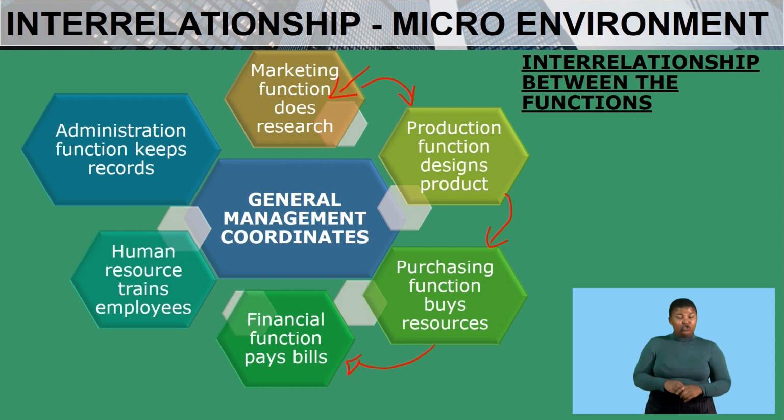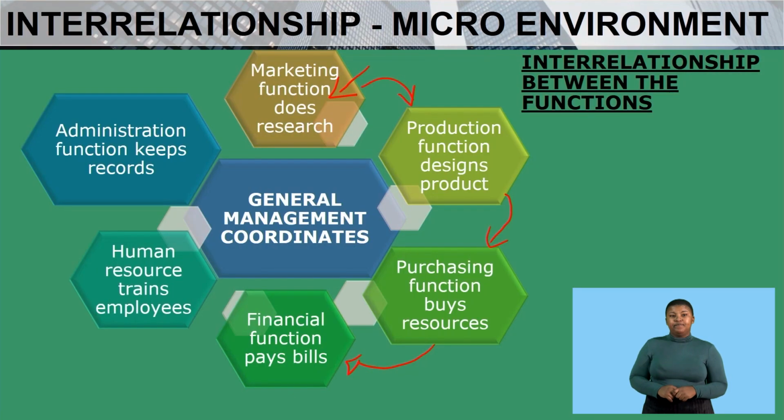I think you can see the pattern here. Everybody is coexisting. Then the financial function will pay the bills. Then, of course, we need employees to produce the products. So the production function will ask the human resource function to train the employees to produce this specific product, or maybe on how to use the machinery that is needed to produce this specific product.